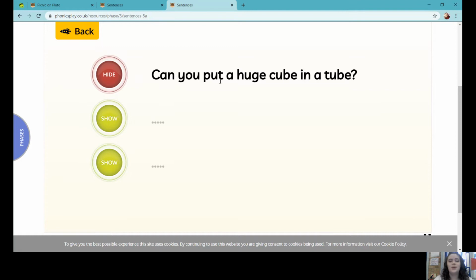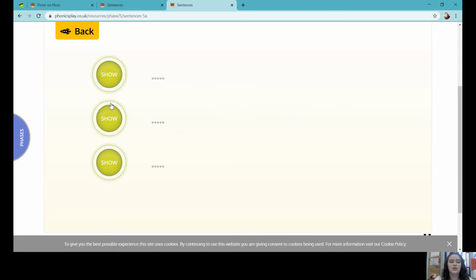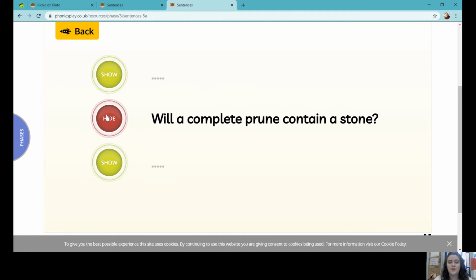Wonderful. Can you put a huge cube in a tube? I wonder if you can answer that question at home. You're right. I think it would depend on what size the tube was as to whether or not the cube could fit in. Okay, I'm now going to show you your next question or sentence. When you see it, pause the video and read it, and I'll read it to you afterwards. Pause the video now.